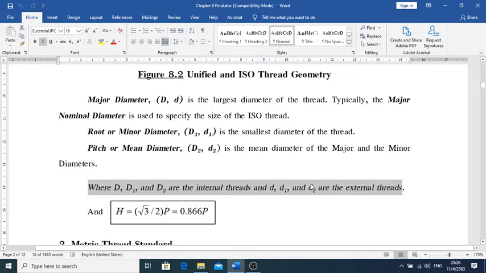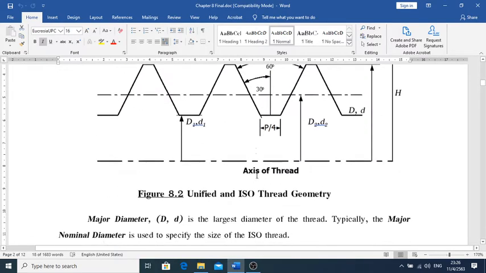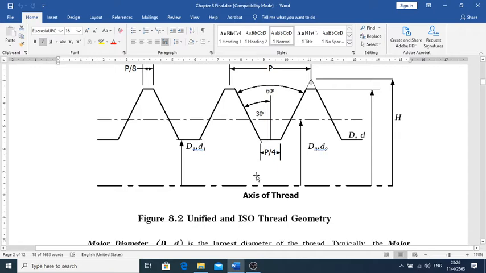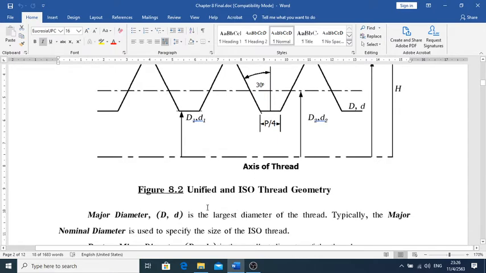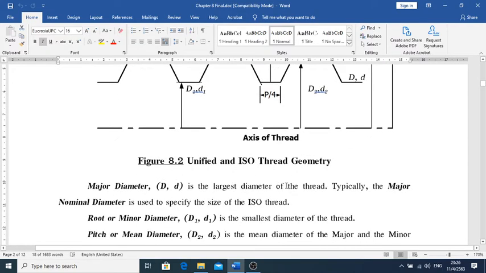That is called the bolt and nut respectively. So if we have the bolt, we have the small letters, and the capital D is for the internal thread, which is called the nut. Therefore we have the major diameter. The major diameter has the capital D, which is the largest diameter.